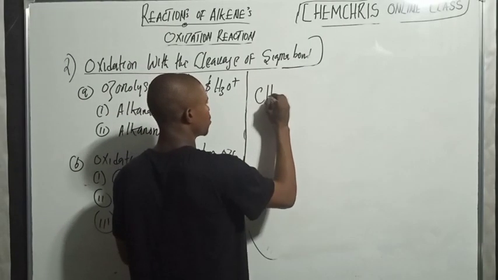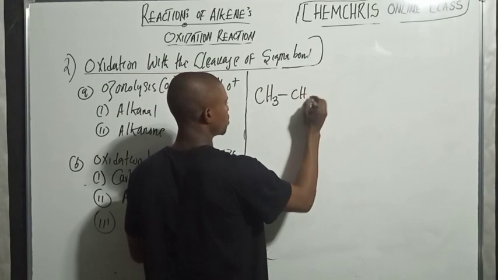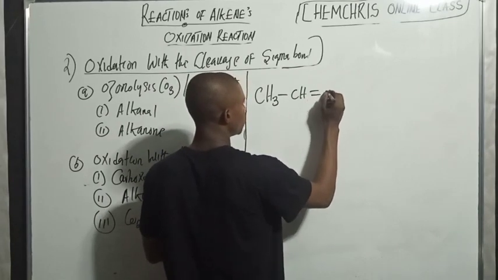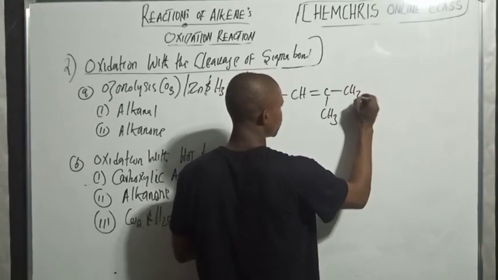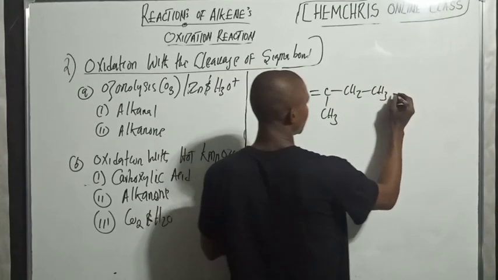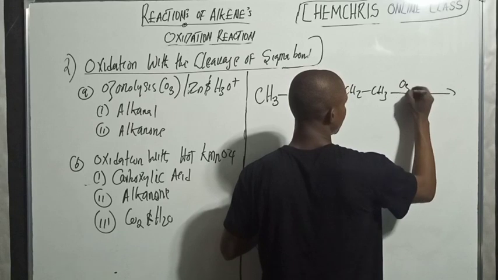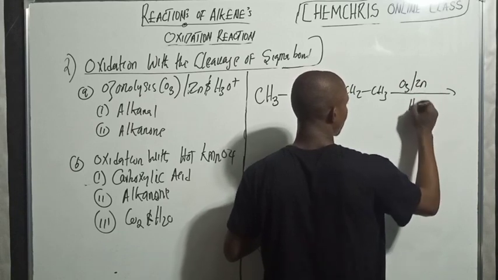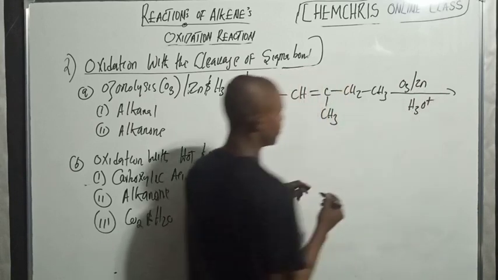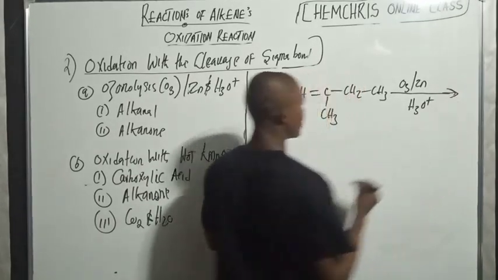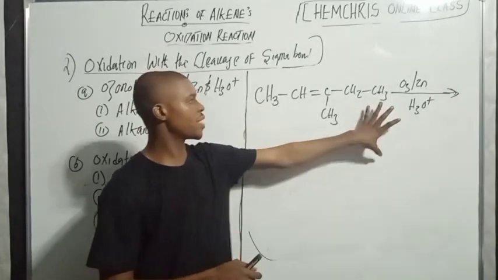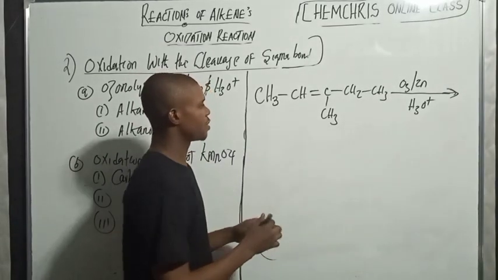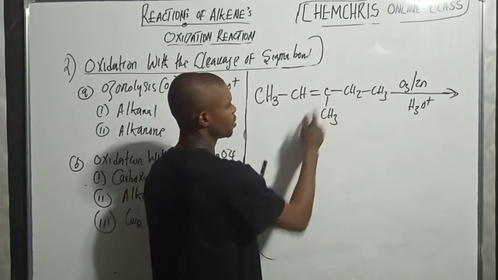Do you understand now? So if you have something like this, CH3, CH, double bond, CH2, CH2, CH2, with O3 and zinc. Okay, so let's look at this product here. Look at this guy. When I give something like this, what is the name of the compound? The name of the compound: 1, 2, 3.